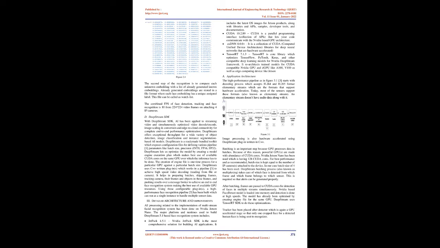The second step of the recognition is to compare each unknown embedding with a list of already generated known embeddings. Already generated embeddings are stored in a file format where each face embedding has a unique assigned label. This file can be called a watch list. The combined FPS of face detection, tracking and face recognition is 10 from 224*224 video frames on attaching 4 IP cameras.